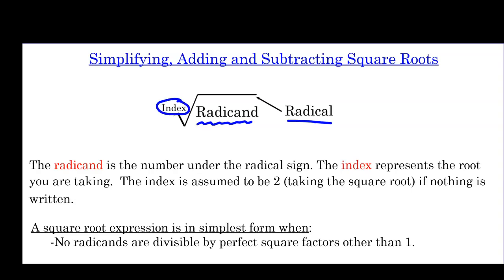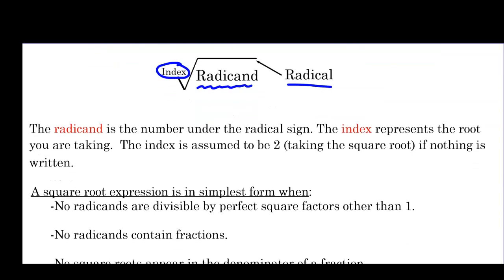If we are finding a square root, there will be no little number written there. We assume it to be 2 for a square root. If there's a little 3, that would indicate that we are finding a cube root. A 4 would be a fourth root, 5 would be a fifth root, and that pattern would continue. All that changes is how we think about simplifying the root.